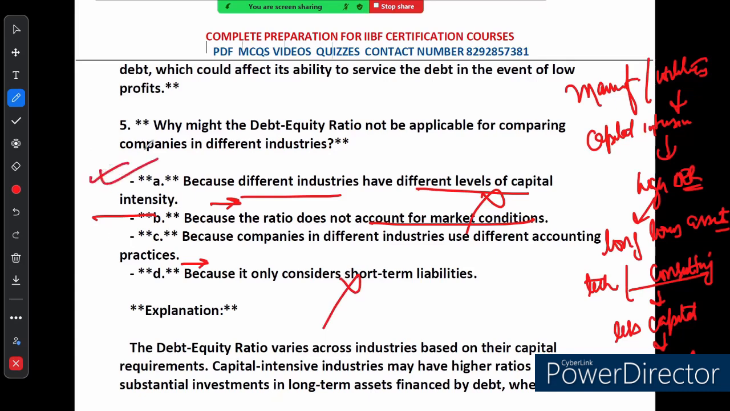So the debt equity ratio reflects how much debt a company is using to finance its operations as compared to equity. However, the amount of debt a company needs can vary significantly depending on the industry. For example, industries that require heavy investment in physical assets, like manufacturing, typically have a high DER. This is because they often finance the large investment with debt. On the other hand, service-based industries or technology companies might have a lower DER.